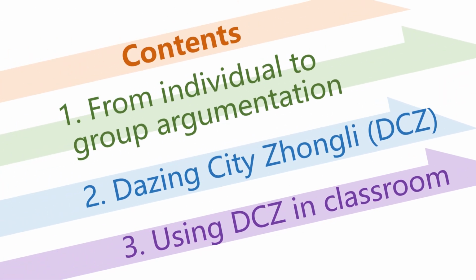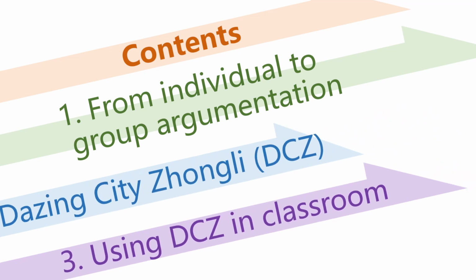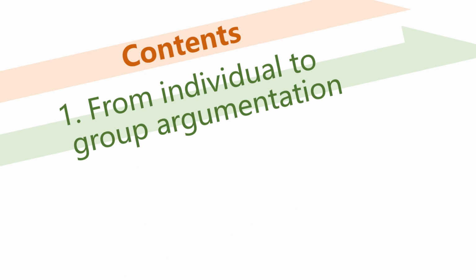The presentation has three parts. The first chapter, from individual to group argumentation, is about argumentation theories. The second chapter, Daising City Zhongli (DCZ), introduced the design, gameplay, and features of the argumentation game. The third chapter, Using DCZ in Classroom, focused on how to use the game in the real world. Let's start from chapter 1.